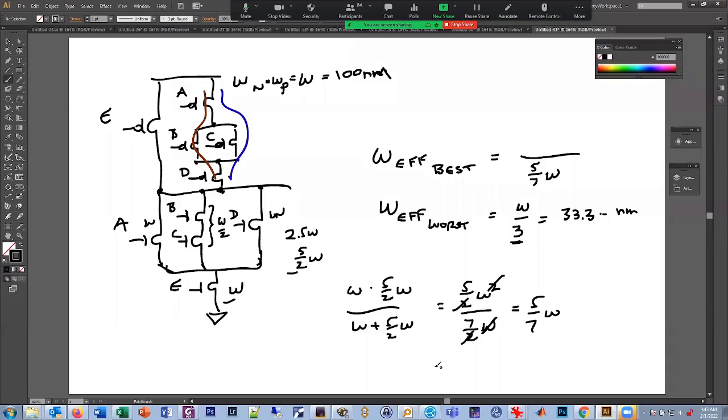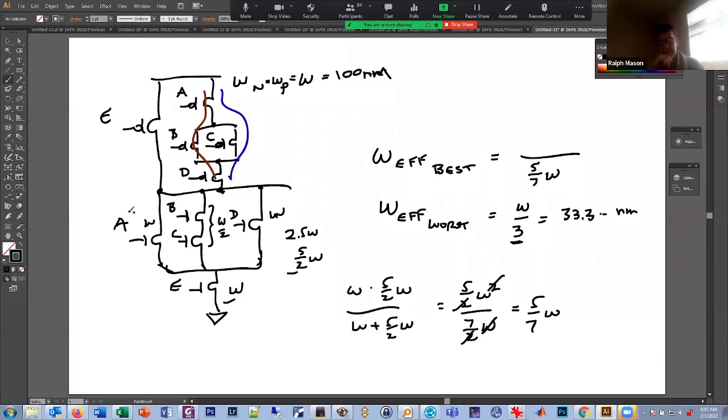And you said for the best case, it's when all the transistors are on. So in this case, A, B, C, D, E are all equal to one. And the W effective when they're all equal to one is 5/7 W. And just as a check, you see this number is less than one, right? And that's because you see this E is one. And whenever I have something in series, it can never be larger than one.